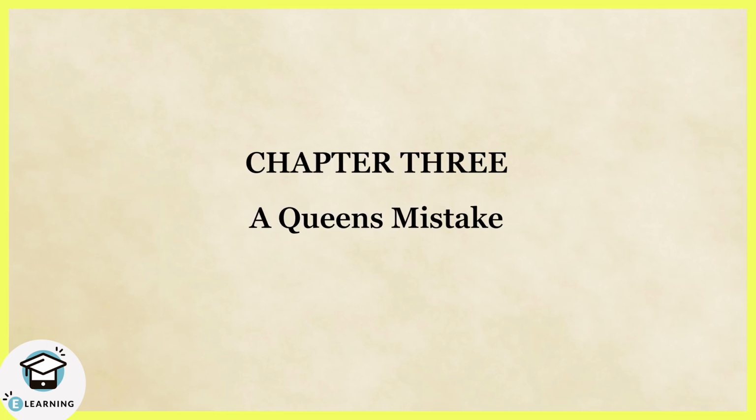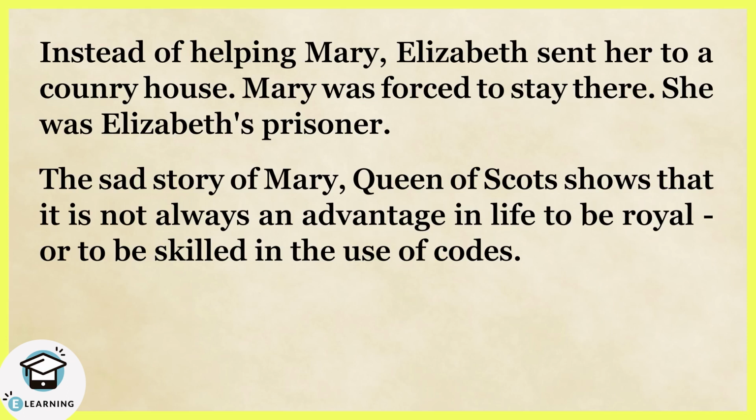Chapter 3. A Queen's Mistake. Instead of helping Mary, Elizabeth sent her to a country house. Mary was forced to stay there. She was Elizabeth's prisoner. The sad story of Mary, Queen of Scots, shows that it is not always an advantage in life to be royal or to be skilled in the use of codes.